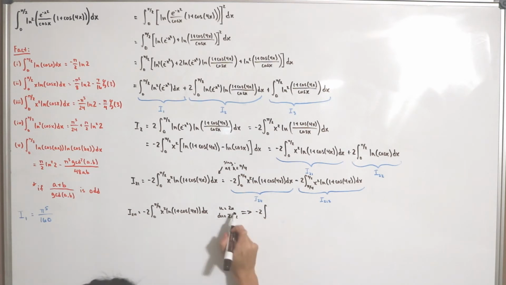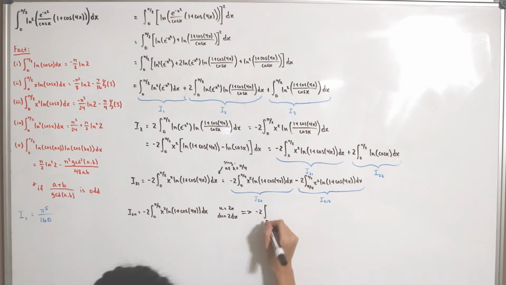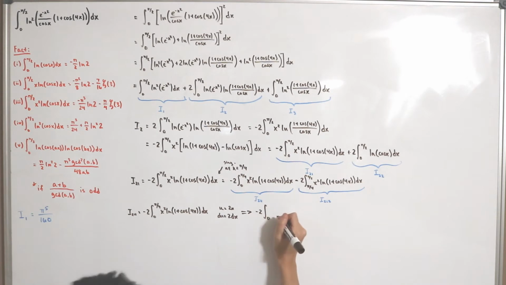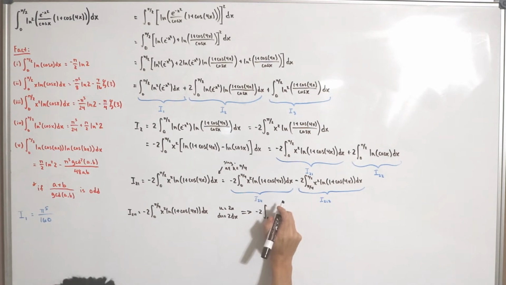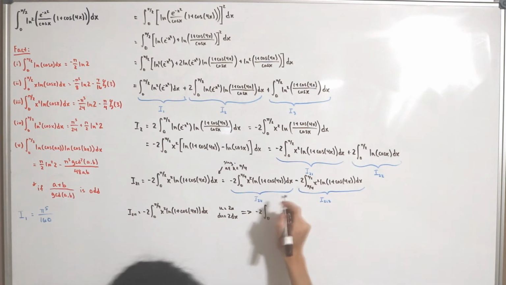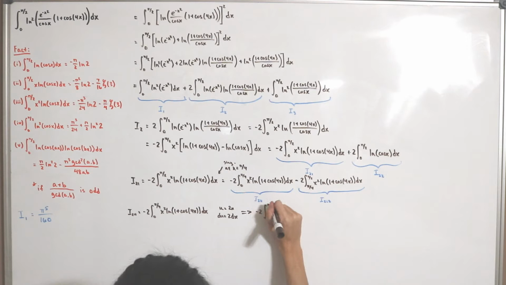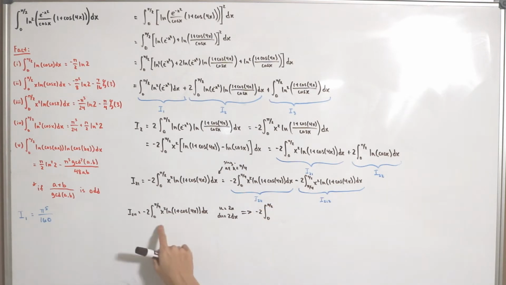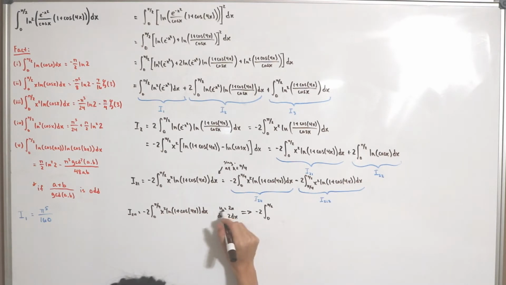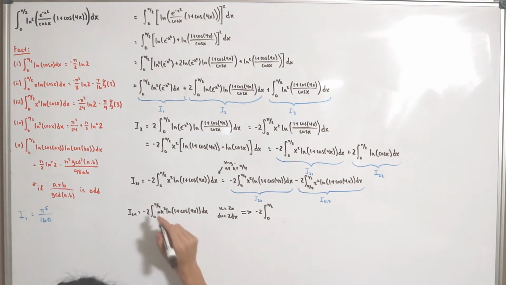So for the new bounds, x equal to 0 means u is equal to 0. And when x is equal to pi over 4, then u has to be pi over 2. And then we need to substitute for x so we get it in terms of u. If I solve for x by itself, I just divide by 2, so x is equal to u divided by 2. Plugging this in, it's u squared divided by 4.